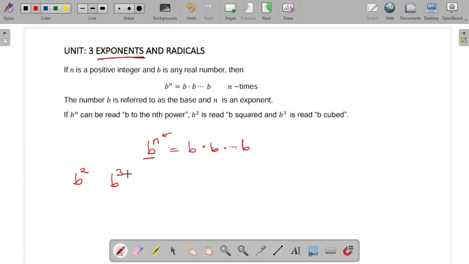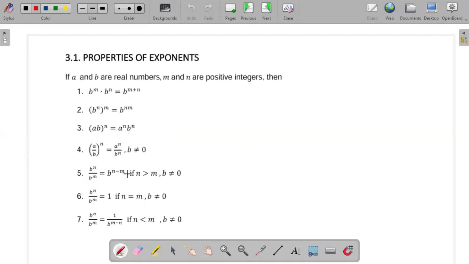But what is important about the exponent is understanding the properties of exponents. We'll look at each and every one of them before we jump into an example of how to apply them. So now, the properties of exponents. Let a and b be any real numbers, and let m and n be positive integers. Then we have the following properties.